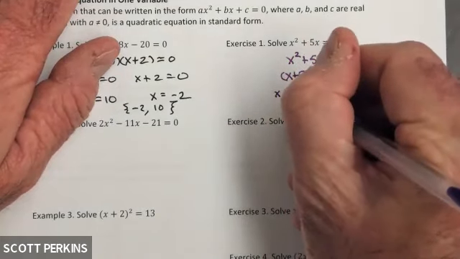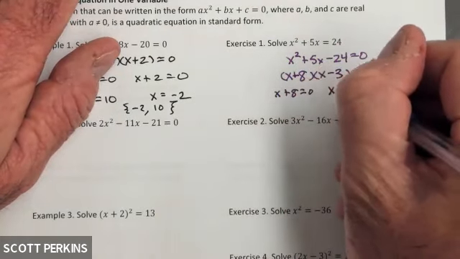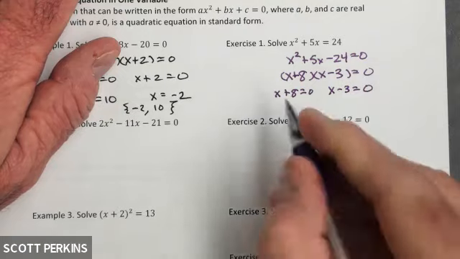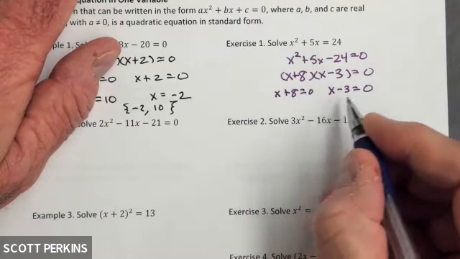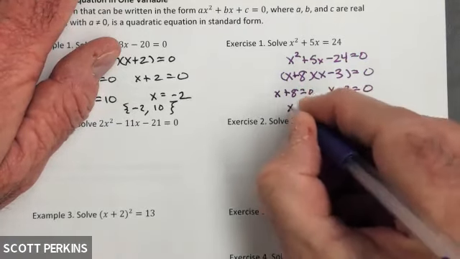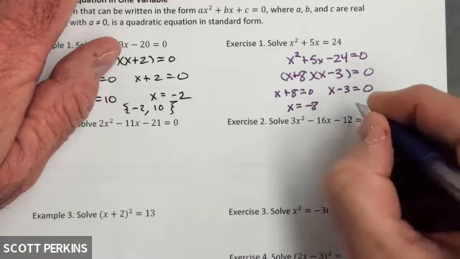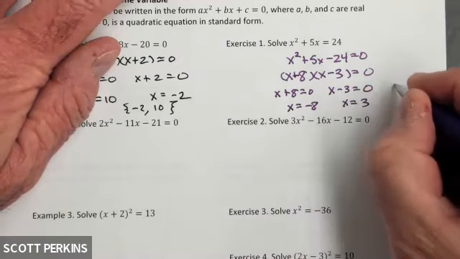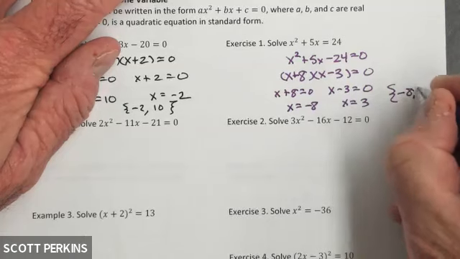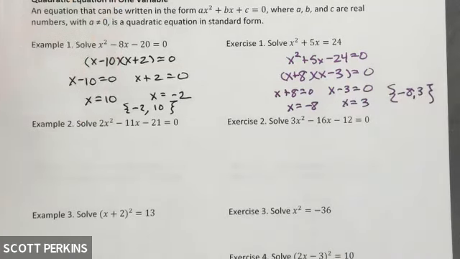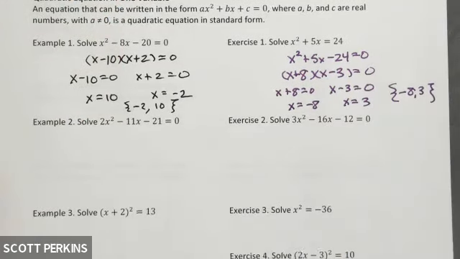Now I will use the principle of zero products. And x plus 8 equals 0 or x minus 3 equals 0. That gives us these two solutions, either negative 8 or 3. So my solution set is negative 8 and 3. All right, the next problem.